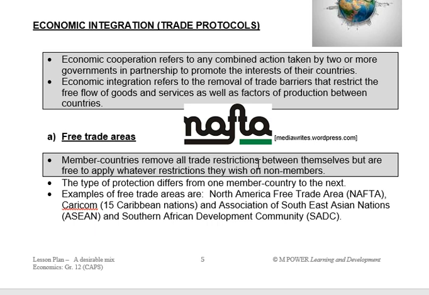Economic cooperation is any combined action taken by 2 or more governments in partnership to promote the interests of their countries. So basically, economic cooperation is when the governments of 2 or more countries decide that they are going to cooperate more closely with each other in terms of international trade so that it could benefit all of those member countries. Economic integration is the actual steps that we are taking to start cooperating more closely. Economic integration refers to physically removing any trade barriers that at the moment restrict the flow of goods and services between the member countries, as well as the flow of factors of production.